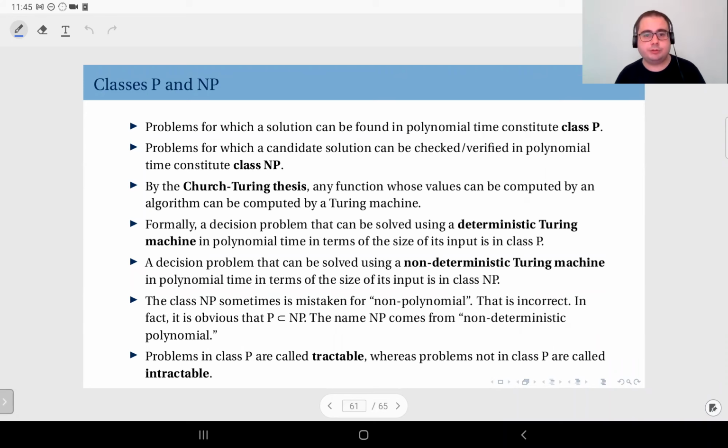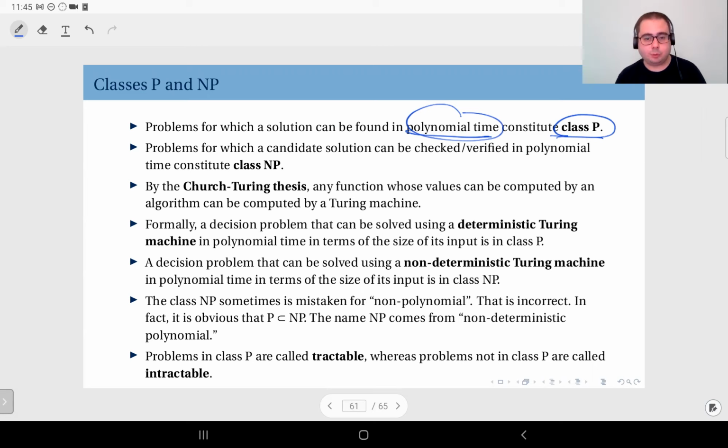Problems for which a solution can be found in polynomial time constitute class P. This obviously involves a polynomial time or better. And this we call algorithms class P. So P stands for polynomial time.